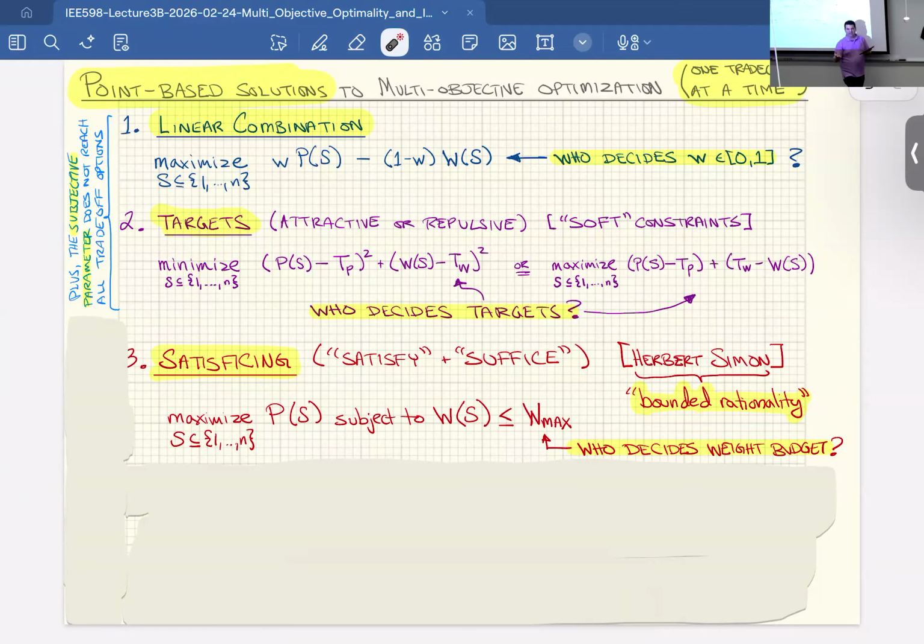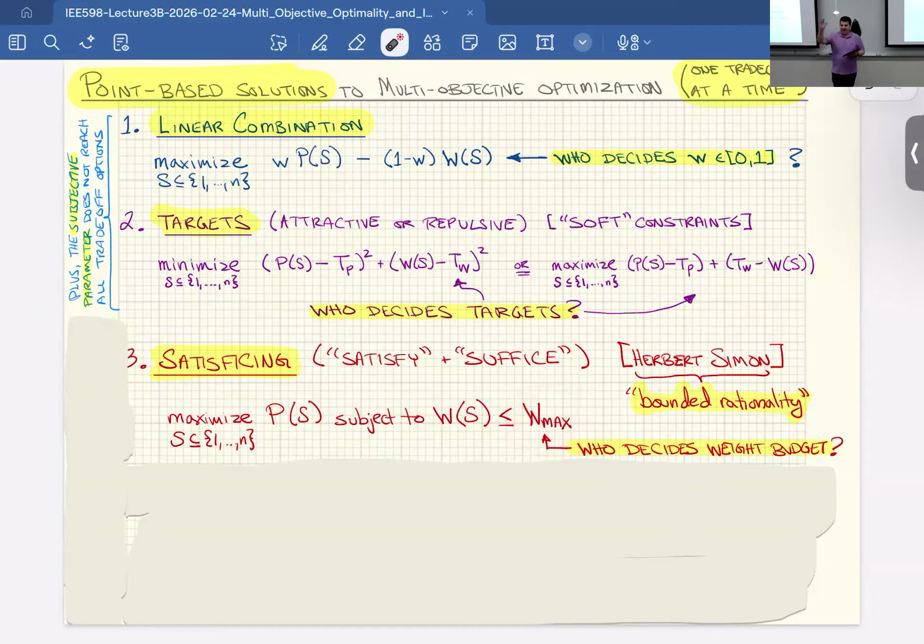we can't do both things simultaneously, so we're going to optimize one, and we're going to satisfy sufficient conditions for another. So this term satisficing, which is often held up in opposition to optimization, is the combination of satisfy and suffice, which is where this funny word comes from. And so we can rewrite this optimization problem as maximize profit subject to a weight constraint. Now here, who decides the weight budget? That's a subjective call. We can sweep all the weight budgets from 0 to infinity.